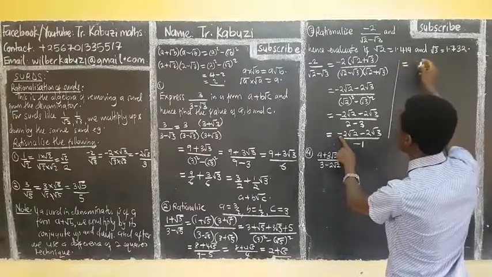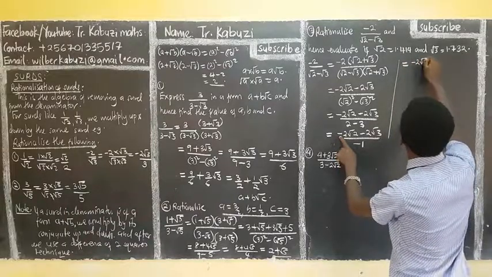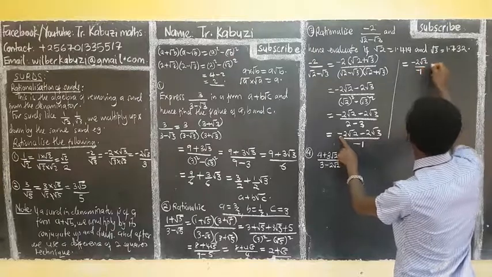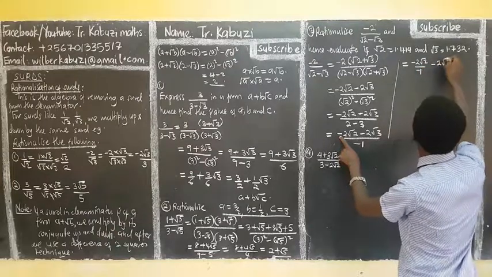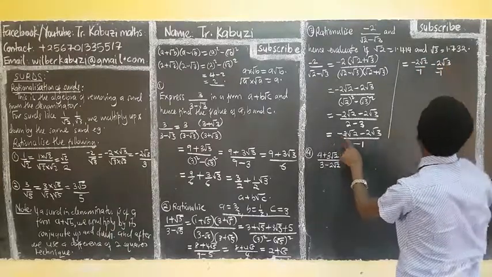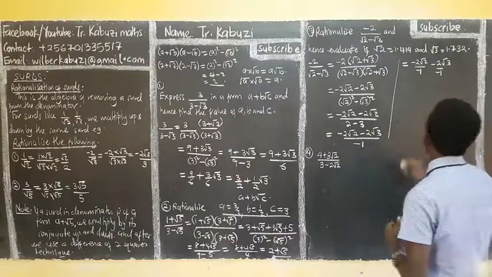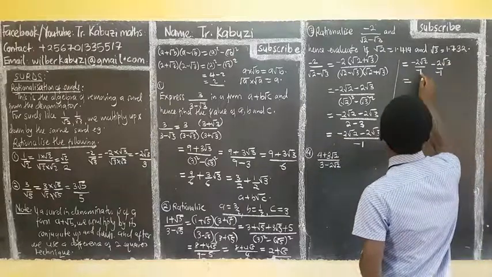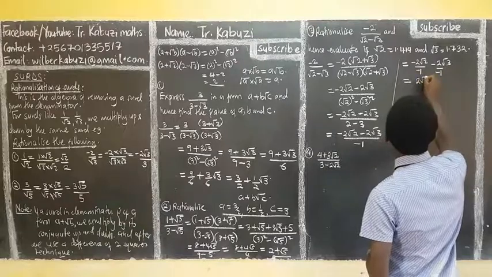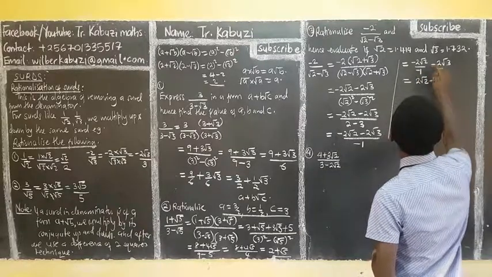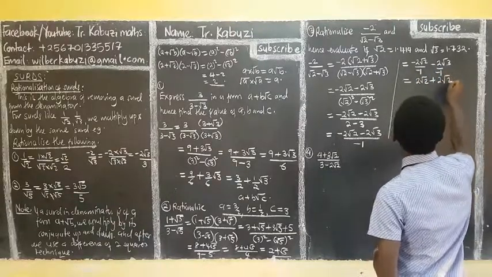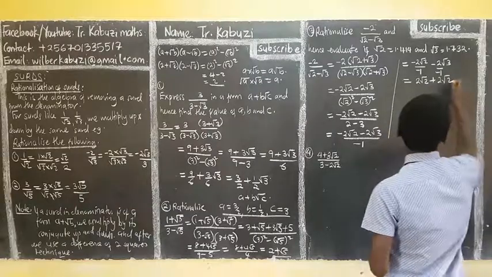This will be now negative 2 root 2 over negative 1, then minus 2 root 3 over negative 1. That's the right procedure. And this will be now, this negative and this negative, we get 2 root 2. Then plus this negative and this negative, 2 root 2. I mean 2 root 3.